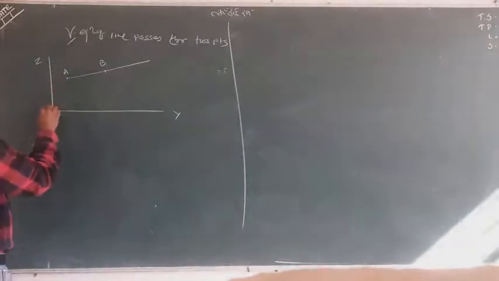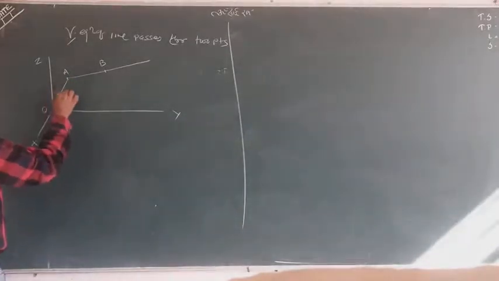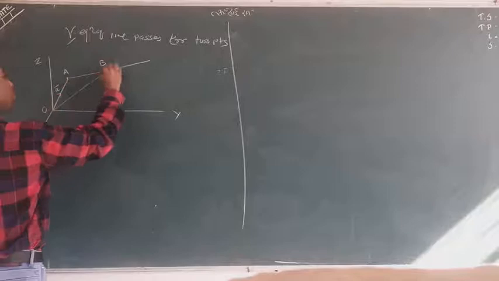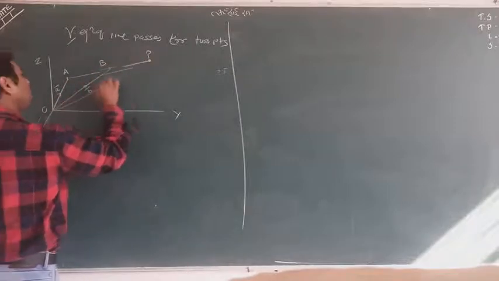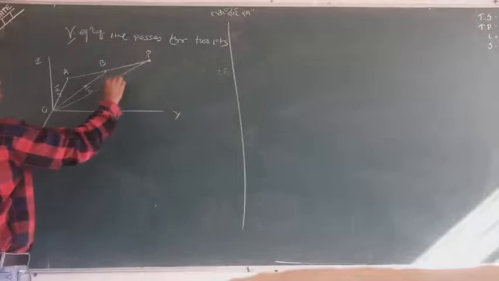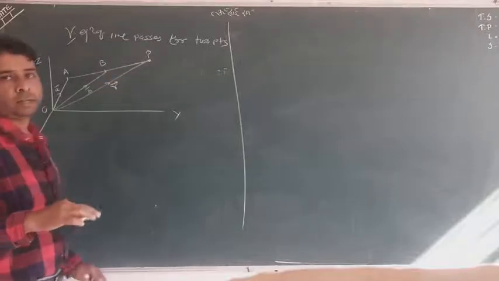So the position vector of the first point we will call a. The position vector of the second point we will call b, and definitely we say one variable point whose position vector is normally taken as r.